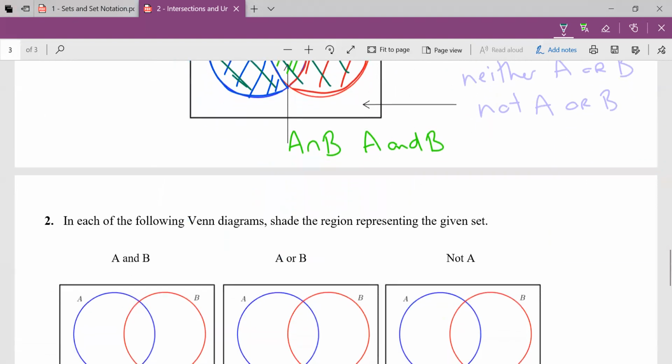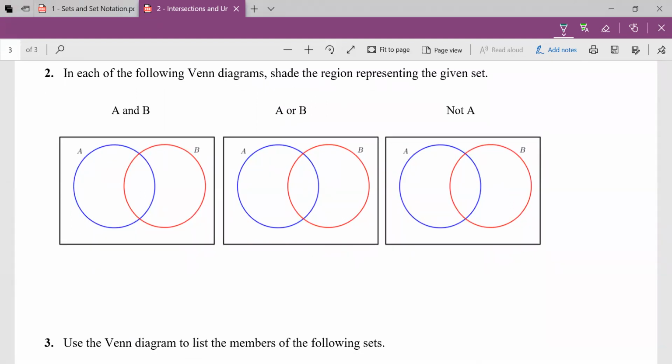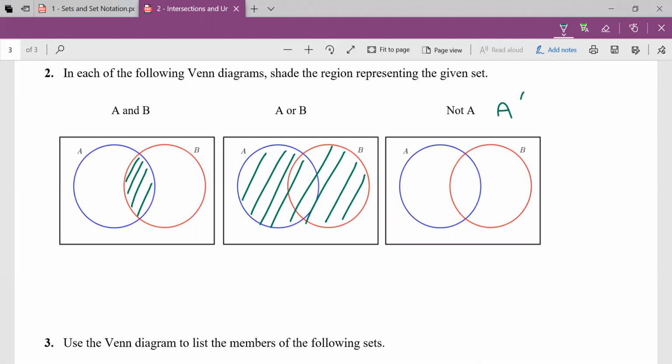Let's try another one. On the diploma, it's very common for us to have a question that just asks us to pick the shaded region. So it asks you to shade the proper regions, A and B. Well, A and B would be right there. A or B: I'm in A, or I'm in B, or I'm in both. That's the union.